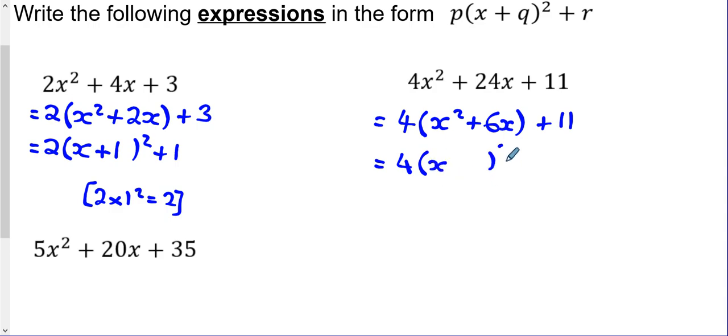Single bracket, single x squared. Half this coefficient. And then we're going to have to consider what comes out of this to decide what goes on the end to take us back to this 11. But remember, whatever comes out of this bracket is going to get multiplied by this 4. So out of that bracket, we're going to get 4 lots of 3 squared. 3 squared is 9. 4 lots of that is 36. So we need to take this now from 36 back down to 11. So we're going to subtract 25. And that's now in complete the square form.